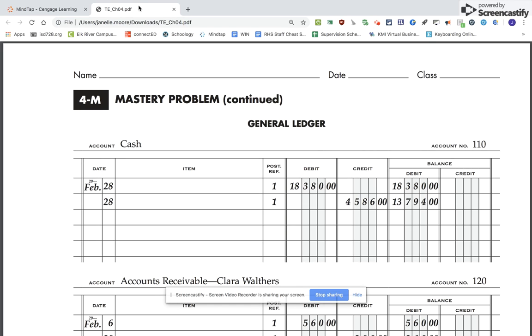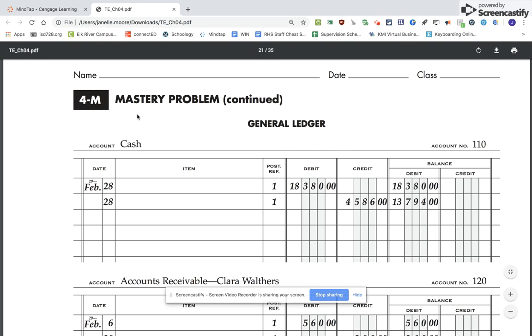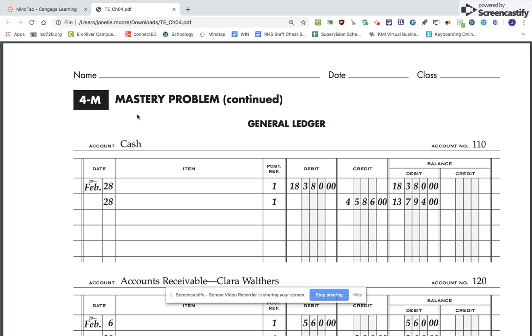I have in front of you the general ledger from the mastery problem. Obviously, step one from the mastery is review of chapter 3, where we are putting everything in the journal. From here, then we're separating out each transaction into its own individual ledger.